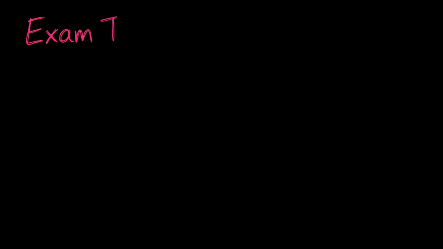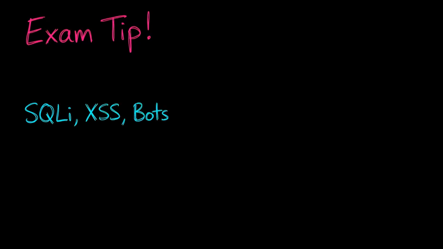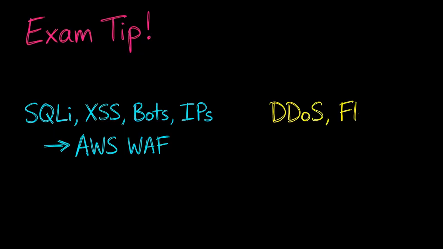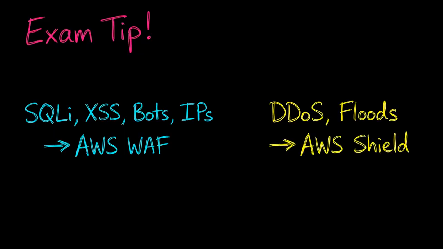Here's the exam tip you absolutely want to remember. If the question mentions SQL injection, cross-site scripting, also called XSS, bot filtering, rate limiting, or IP blocking, the answer is usually AWS WAF. If the question mentions DDoS attacks or traffic floods overwhelming servers, the answer is AWS Shield.